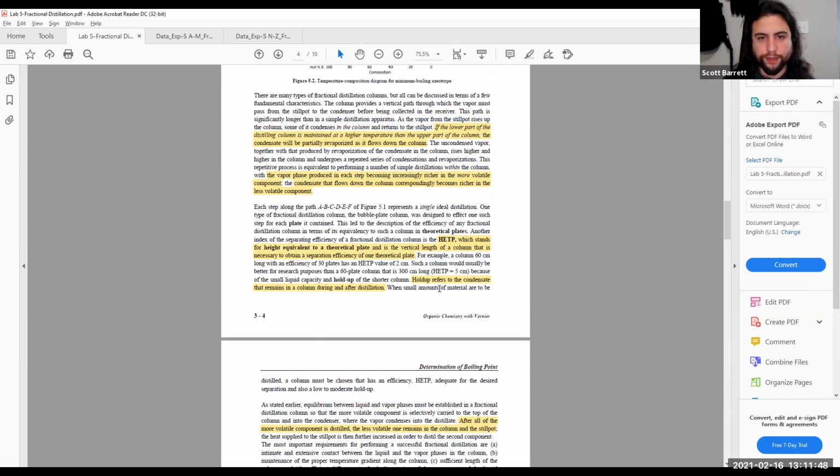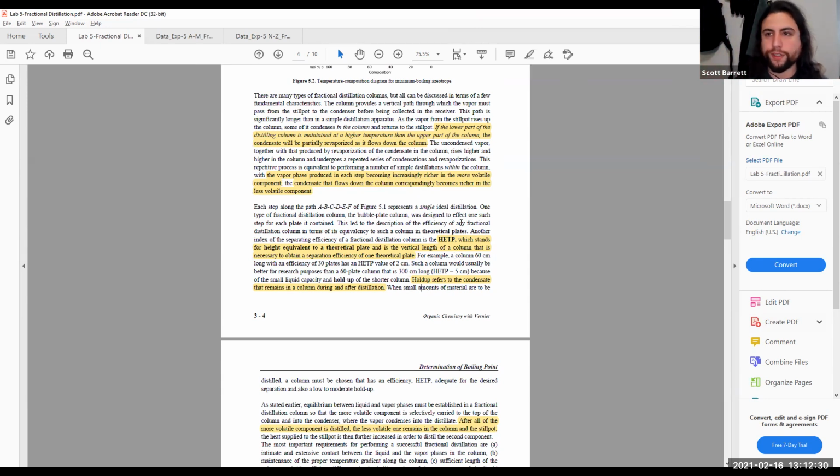When they talk about holdup here, the word holdup refers to the condensate that remains in a column during and after distillation. So they're saying the shorter column would be better for research purposes than a 60 plate column, which is a much taller and longer column, because of the small liquid capacity and holdup of the shorter one. The shorter column has a smaller HETP value, which suits smaller research work. If we're not performing very large, massive cauldrons of boiling, where we would need the longer columns and the better separation.